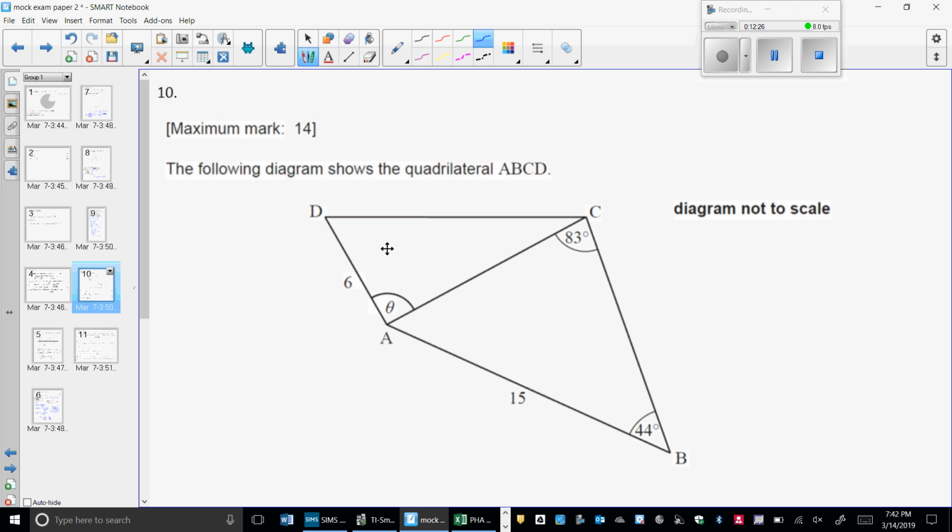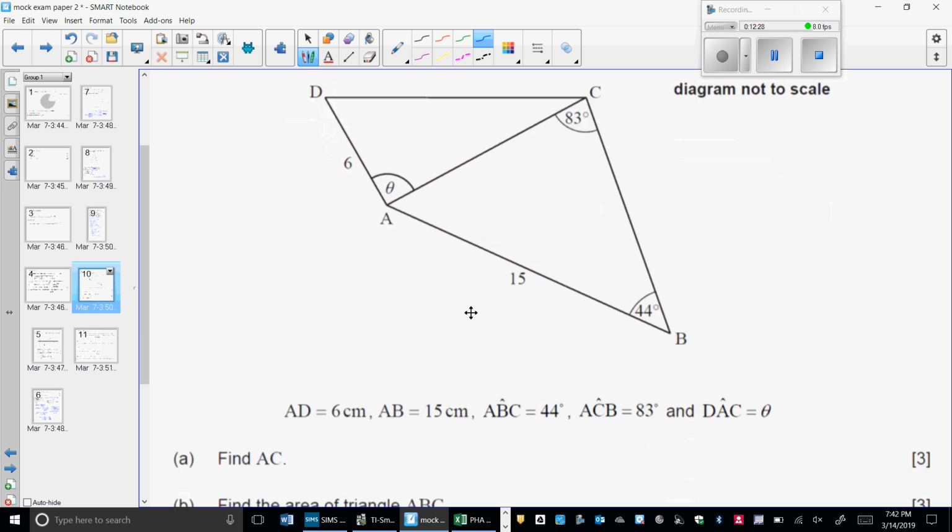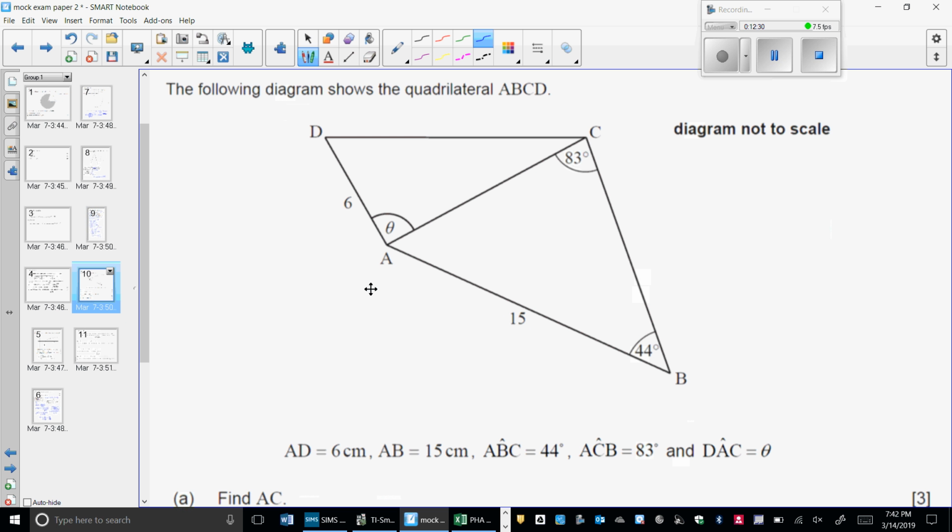Next question. So I've got a quadrilateral. Find AC. Okay, so if we're finding this length here, we have 2 angles. Our question now involves 2 sides. That would be the sine rule.